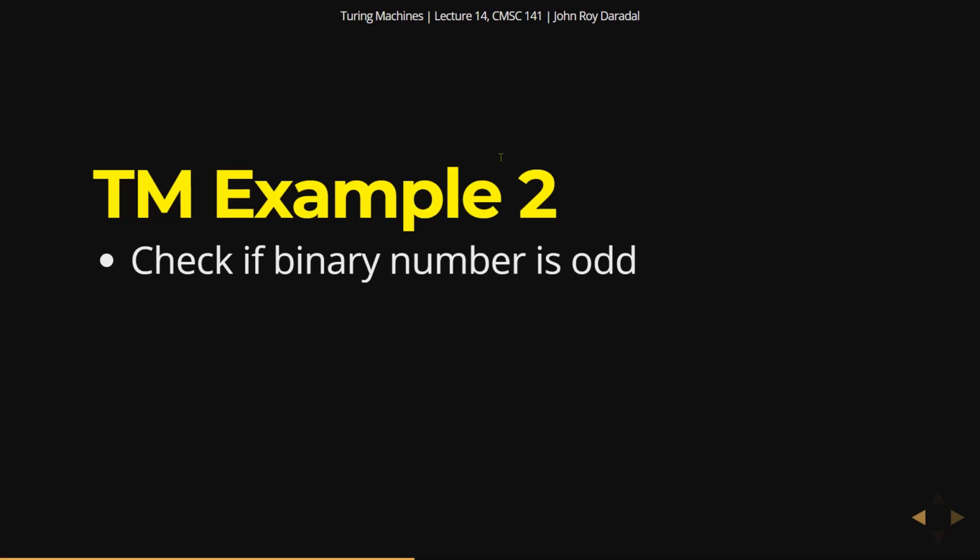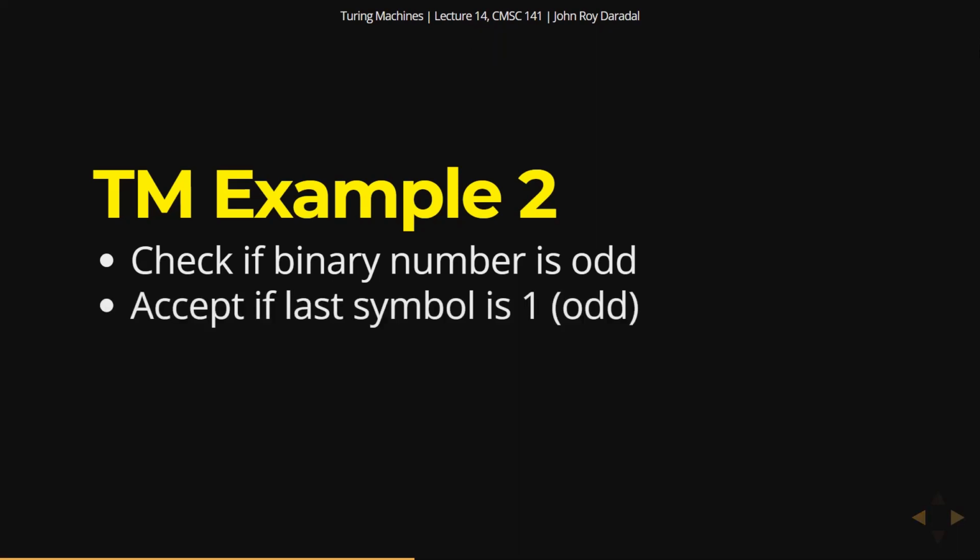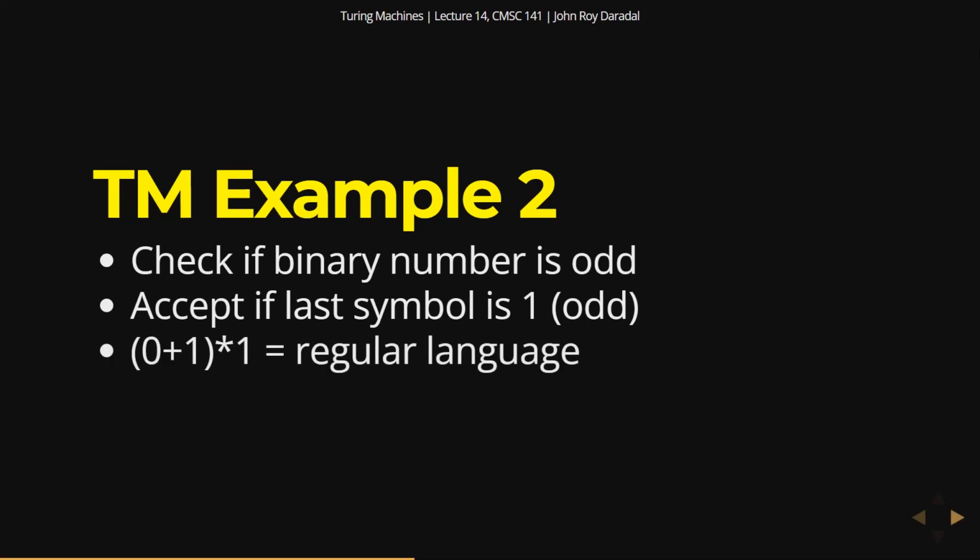Okay, next example: check if a binary number is odd. So you're given a binary number, is it odd or even? Now, to check if a binary number is odd, it's actually pretty simple. Just check if the last symbol is 1, right? Because if the last symbol is 1, then that is odd. If it's 0, it's even. So it's actually the regular language (0 + 1)*1.